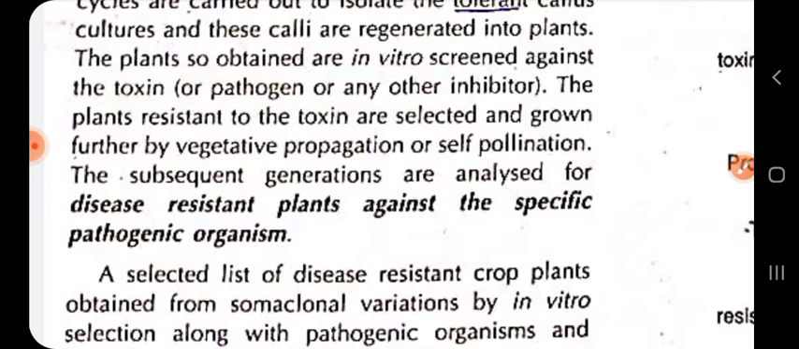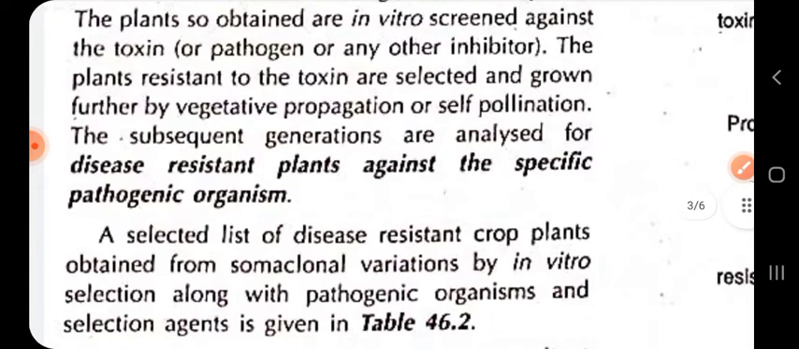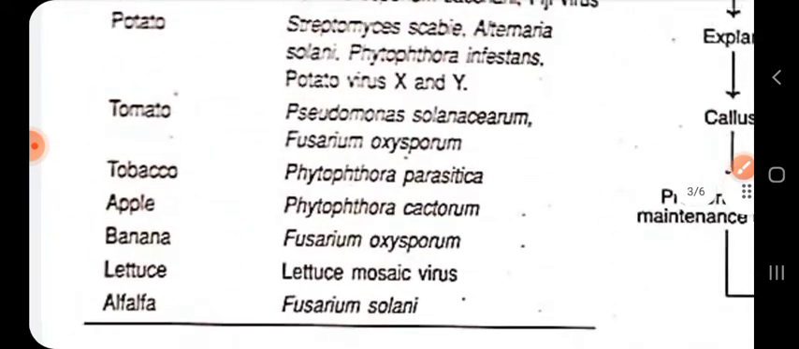In the same way, for certain environmental stress conditions, we can also grow the plants. Let us see the list of some disease resistant crops which are grown through this somaclonal variation.